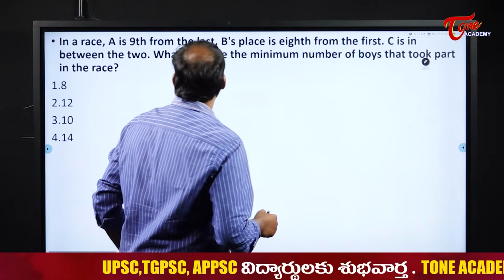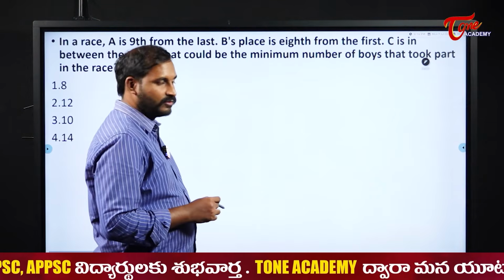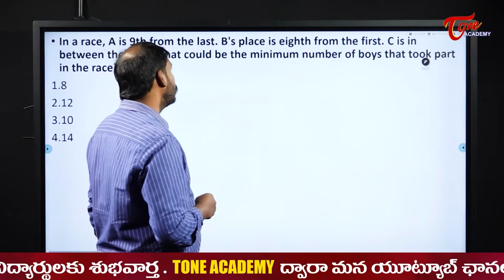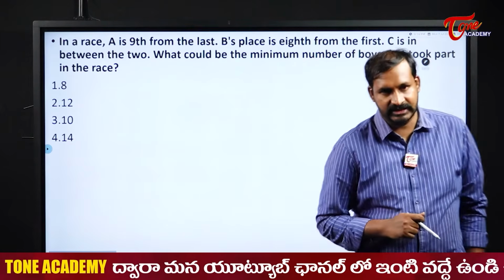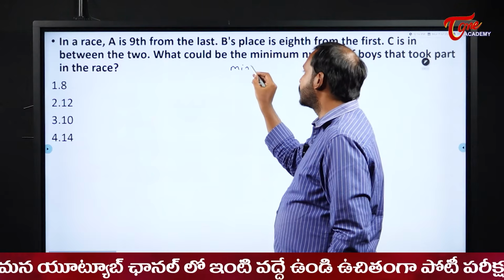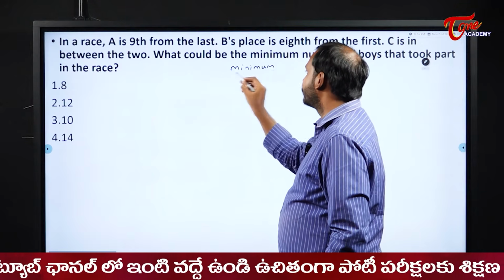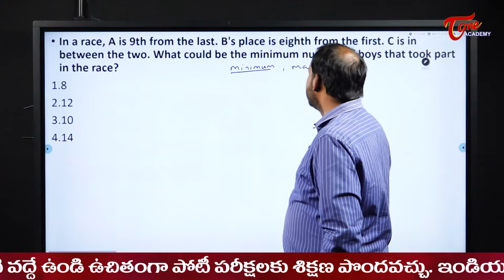In a race, A is 9th from last, B's place is 8th from the first, and C is in between the two. What could be the minimum number of boys that took part in the race? Now see here, students, we will see the minimum and maximum. We will see both the cases. Anyway, they didn't ask for the maximum, but we will see.